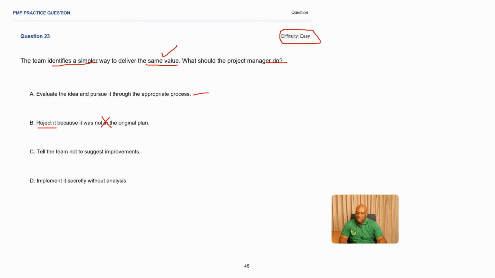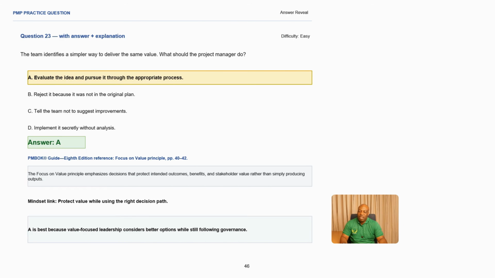Tell the team not to suggest improvements. You don't block the team from suggesting improvements. Remember the mindset: the team members are the subject matter experts, not the PM. So making this an incorrect answer. Implement it secretly without analysis. Everything should be transparent, so this answer is incorrect. Then the correct answer is A.